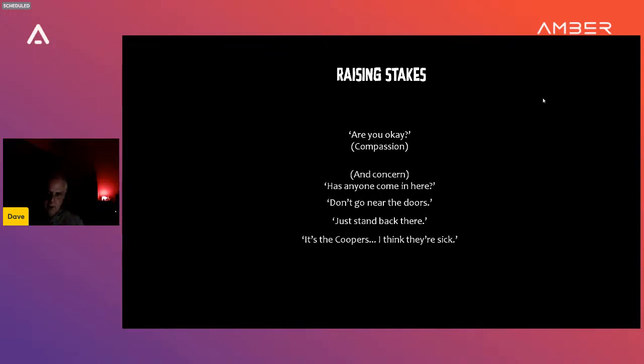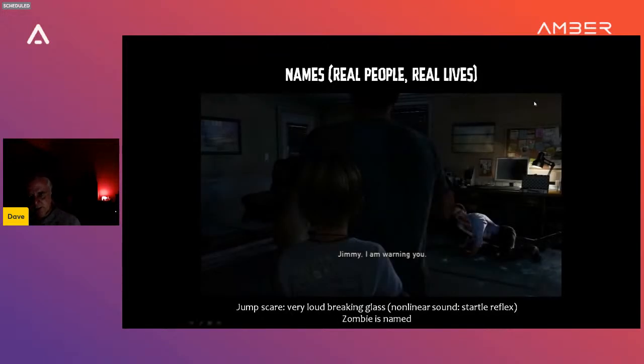Has anyone come in here? Don't go near the doors, just stand back there. It's the Coopers, I think they're sick. Four things you never want to hear. And then finally, the coup de grace, he knows his gun. So seed. Bad things are about to happen.